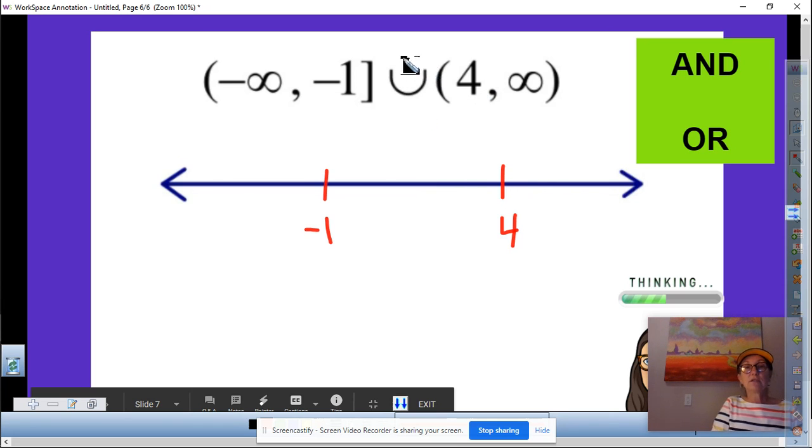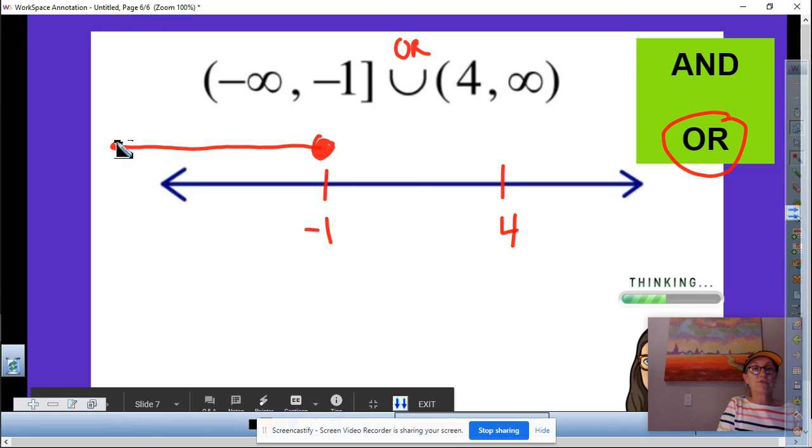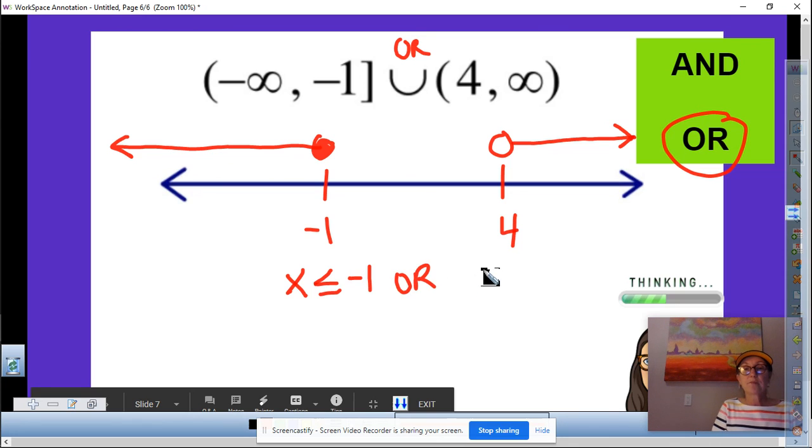This is a union, so I know that this is going to be an or. So let's see. It includes -1, so I've got a closed dot, and I'm going to go off into infinity. Over here, I am not including 4, open dot, and I'm going to go off into infinity. So if I were going to write this as an inequality, I would write it as x is less than or equal to -1, or x is greater than 4.